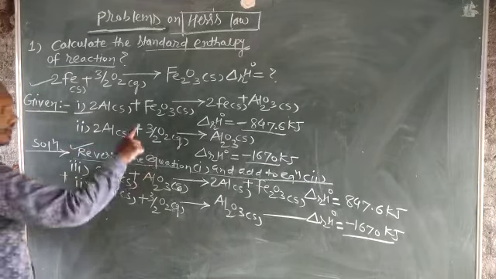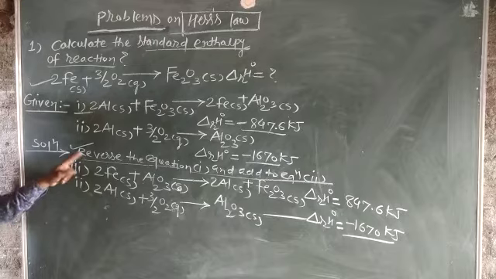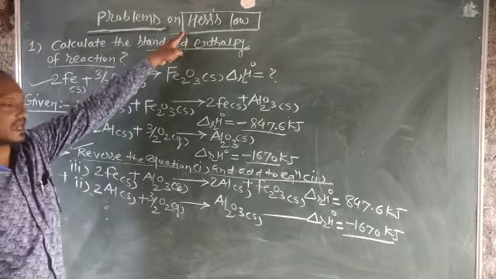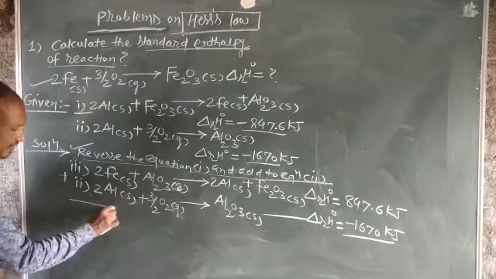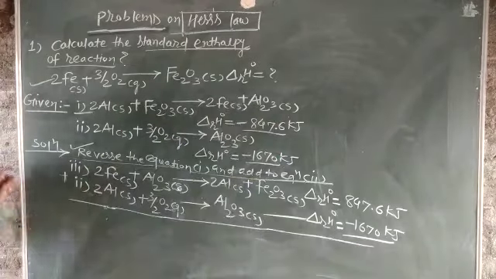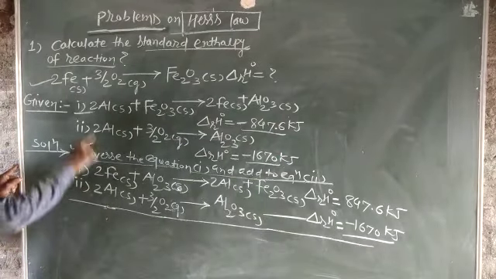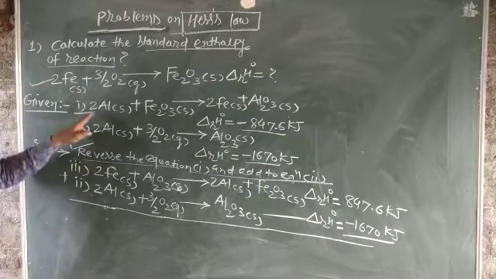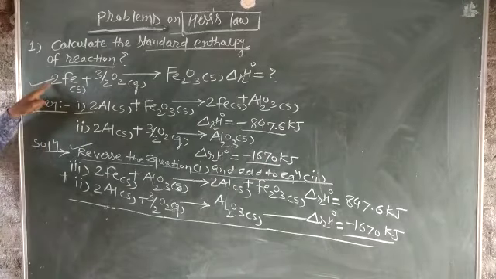Reverse the equation 1. What we are doing? Reverse the equation 1. हे कोण सांगतो? हेसला सांगतो. So after reversing the equation, we will get the final equation. What will be the final equation now? This 2Al and 2Al get cancelled. आपल्याला काय पाहिजे आहे? Required equation this one is. This is the required equation 2Fe.